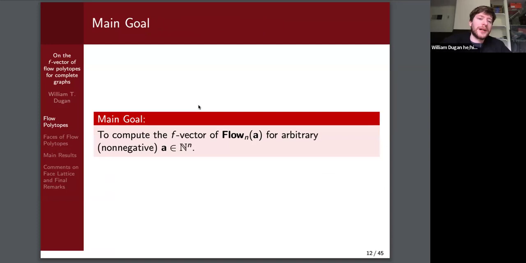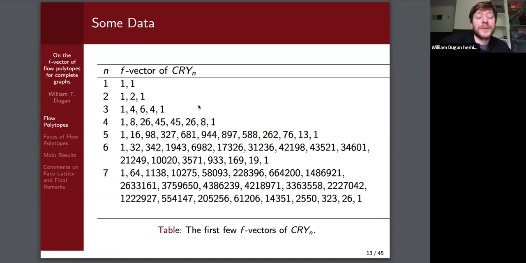Okay, so the main goal of this project was to compute the f-vector of flow_n(a) for arbitrary non-negative a. And the punchline is we were actually able to do it. But first, some motivating data. Because you might be thinking, of course, the first thing to do is to plug it into OEIS, right?